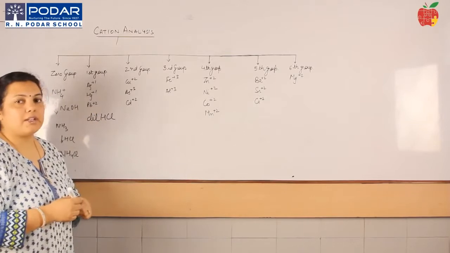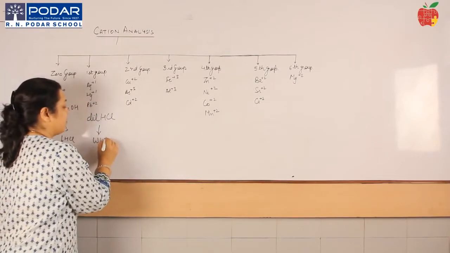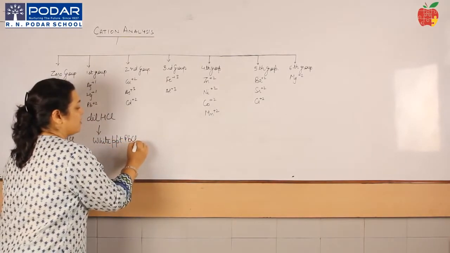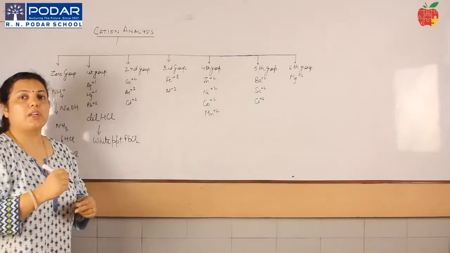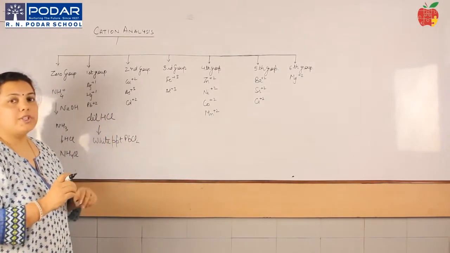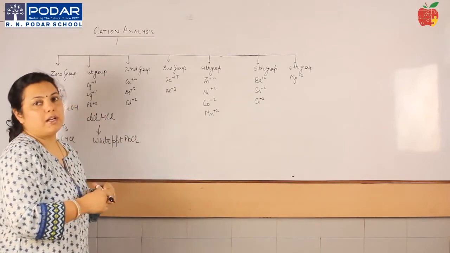In the case of lead, the observation is on adding dilute HCl, you will get a white PPT. Now this white PPT is of lead chloride. Now once you obtain that white PPT, you can carry out the confirmatory test for lead. Moving on to the second group. In the second group, you have copper, arsenic and cadmium.